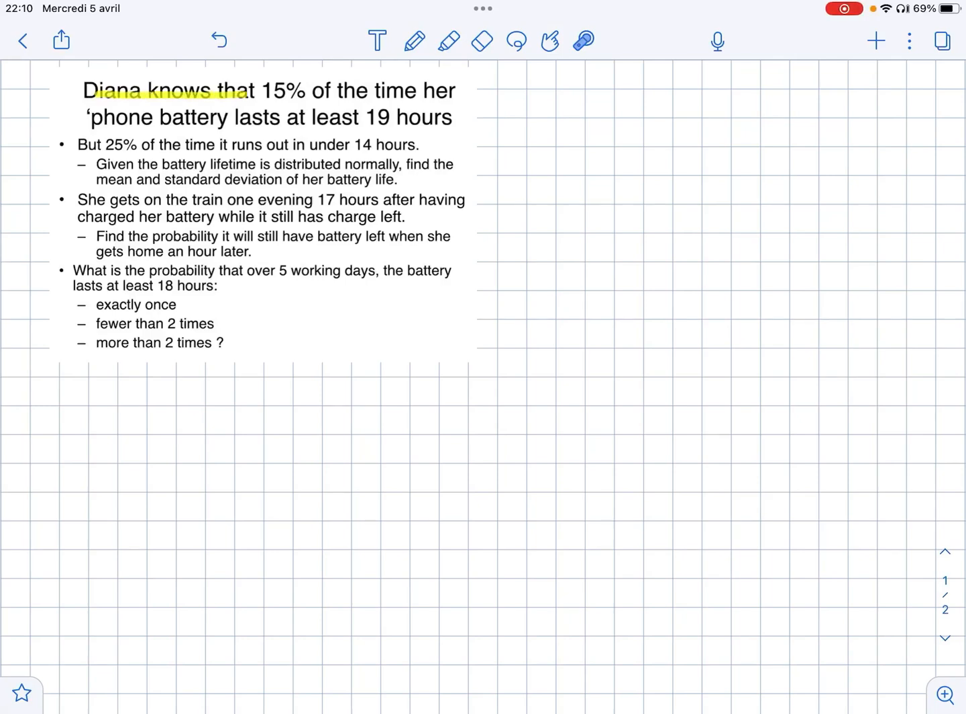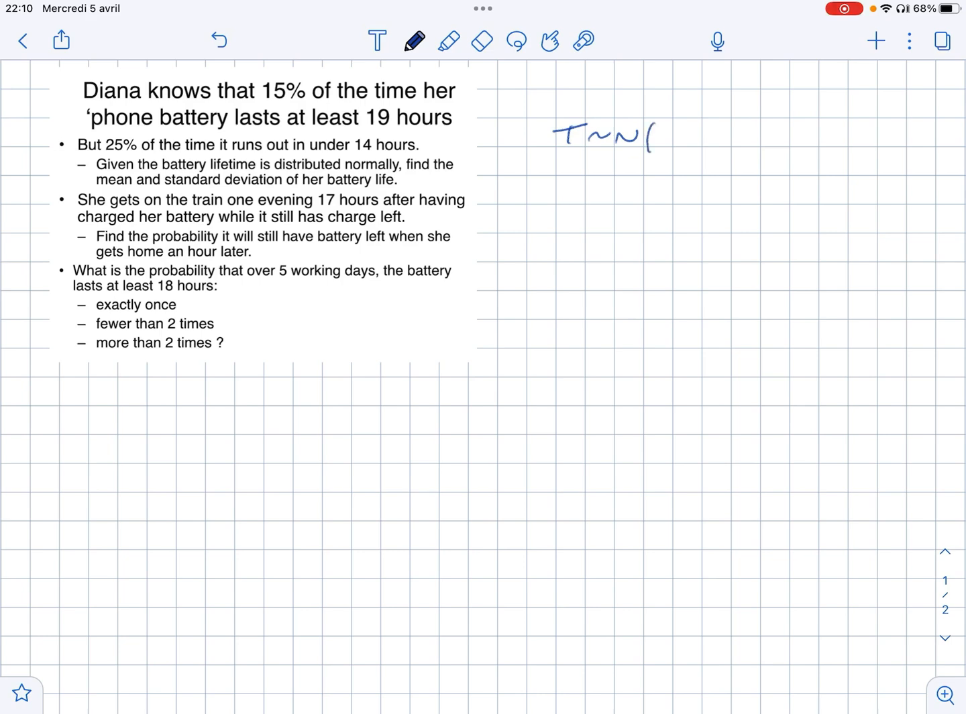So this tells us that 15% of the time a phone battery lasts at least 19 hours, that's 19 or more. 25% of the time it runs out in under 14 hours, and it's distributed normally. So first step, we could define it, given we don't know the mean or the standard deviation. So let's call the time the battery lasts T. I can use any letter I want, but T works.